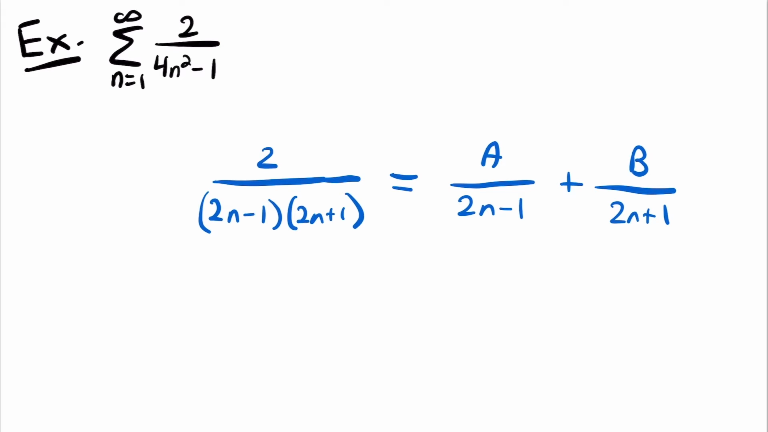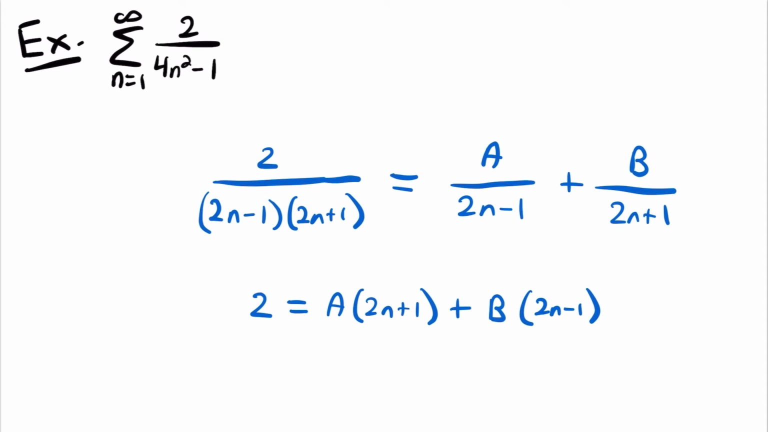And so what that's going to be is 2 will be equal to A times what factor it needs in its denominator to have the common denominator, which since it has 2n minus 1, it needs 2n plus 1. So we will have A times 2n plus 1, and we will add that to B times the factor that it needs in its denominator to have the common denominator. And so it has 2n plus 1, but it needs 2n minus 1, so we multiply B by 2n minus 1.